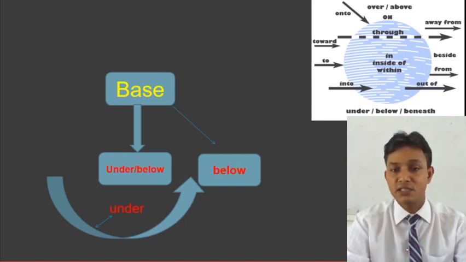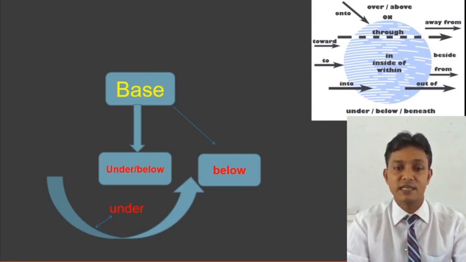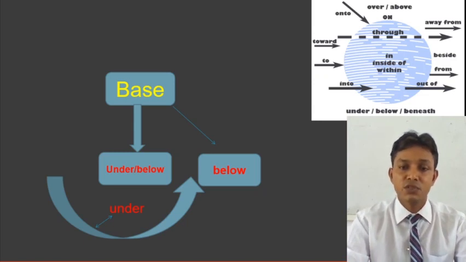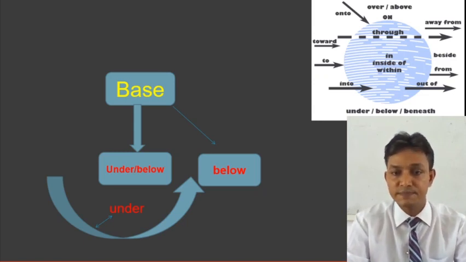In our next classes or in our next segments, we will definitely discuss those uses of under, below, above, or over. So this was all from my part today.